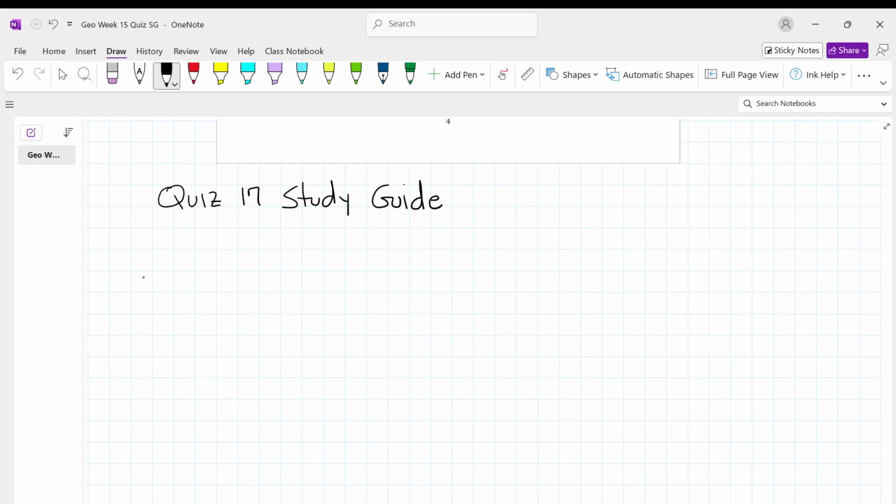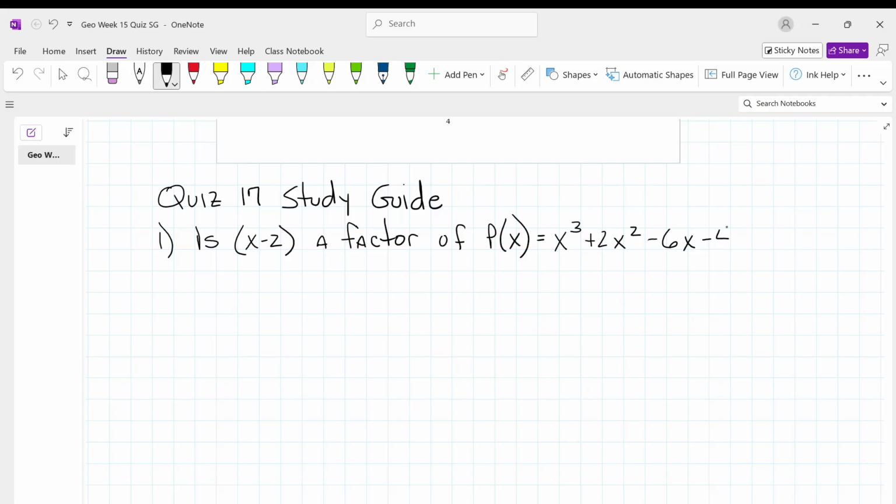And problem number 1 asks, is x minus 2 a factor of p of x is equal to x to the third plus 2x squared minus 6x minus 4? If it is, write p of x as a product of two factors.